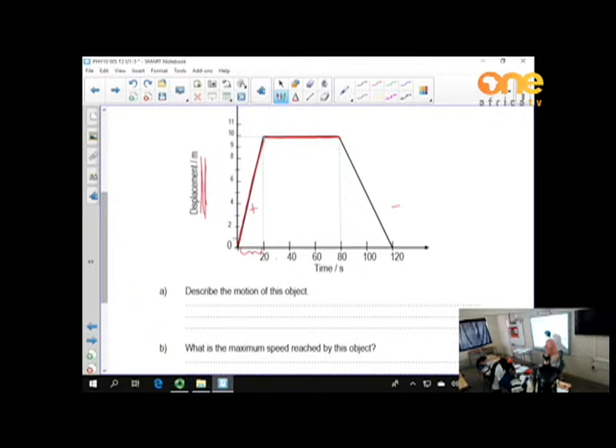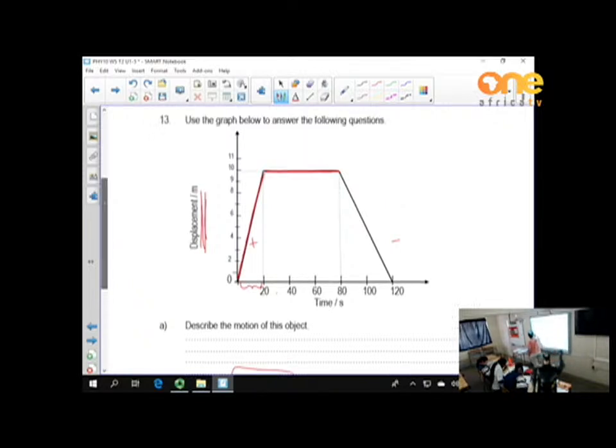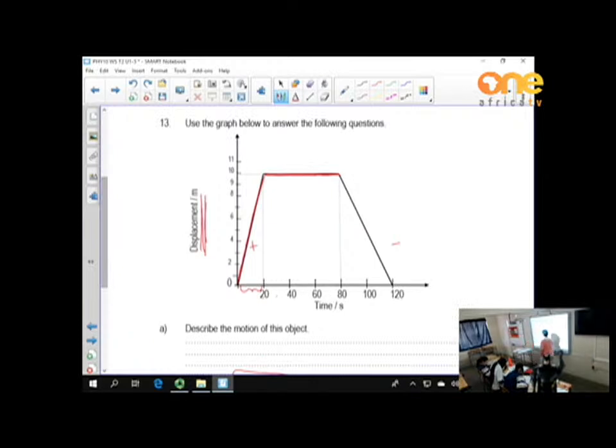What is the maximum speed reached? Get that from the graph. The maximum speed is going to be the steepest gradient. Do you agree with me? Which gradient is steeper? That one. Okay, so what is the maximum speed? We have to get the gradient, change in y over change in x. So it's 10 over 20, so it's 0.5 meters per second.